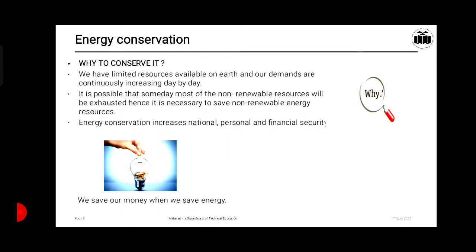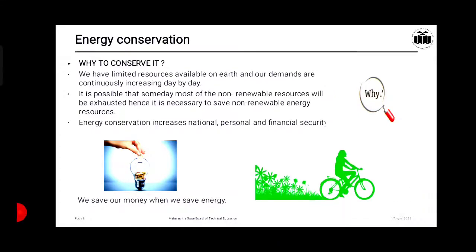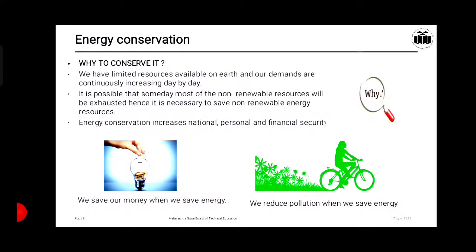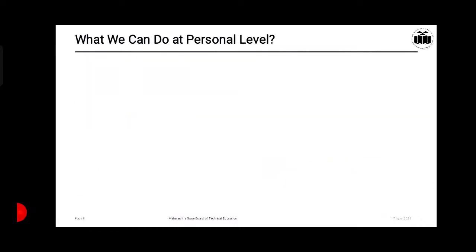We save our money when we save our energy. So this is a very important quote: we reduce pollution when we save energy. All these factors are very important for the conservation of energy, not only personally but globally.